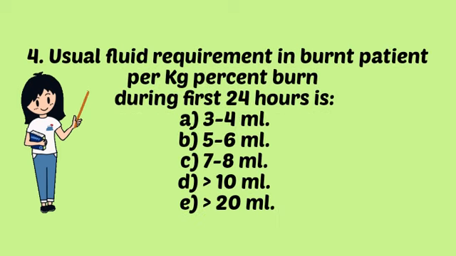4. Usual fluid requirement in a burn patient per kg per percent burn during the first 24 hours is A. 3 to 4 milliliters. B. 5 to 6 milliliters. C. 7 to 8 milliliters. D. Greater than 10 milliliters. E. Greater than 20 milliliters. Option A is correct, 3 to 4 milliliters.